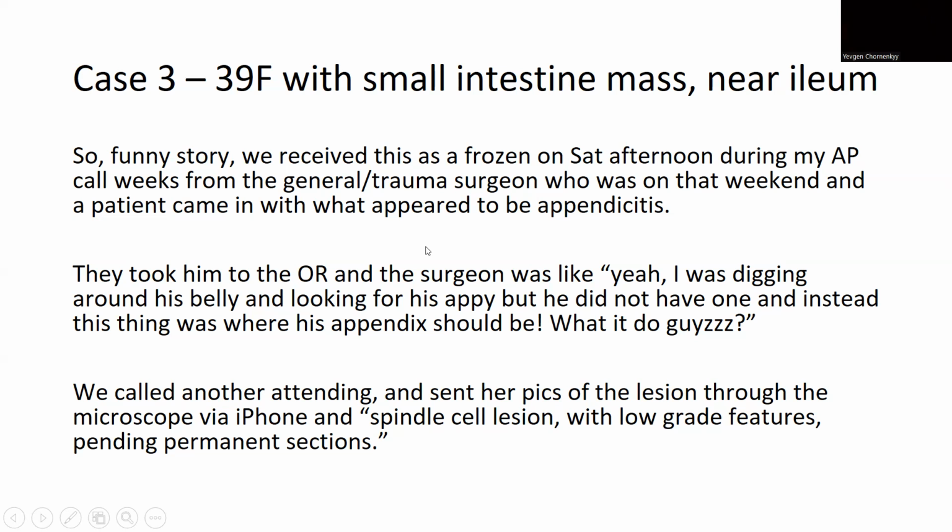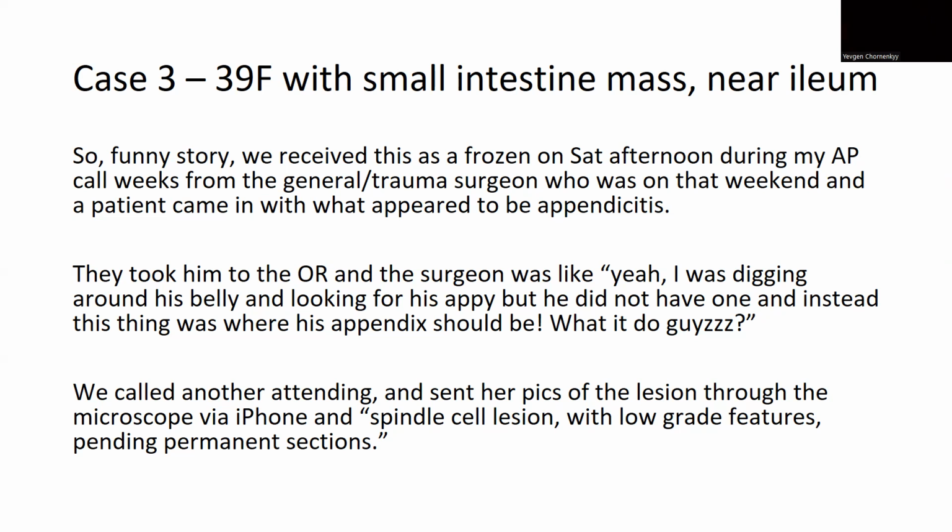So we go to the frozen room, and then we get this specimen, and the attending surgeon, actually a trauma general surgeon, sent this. And he was like, this patient presented with acute appendicitis, but then I was looking for the appendix and the appendix wasn't there.